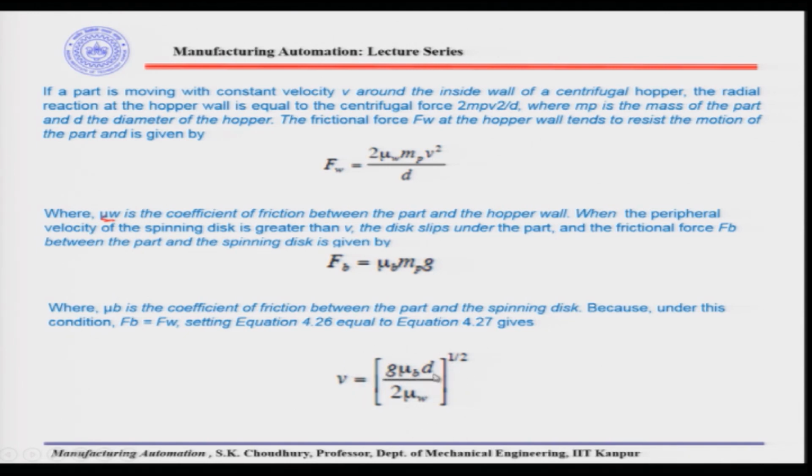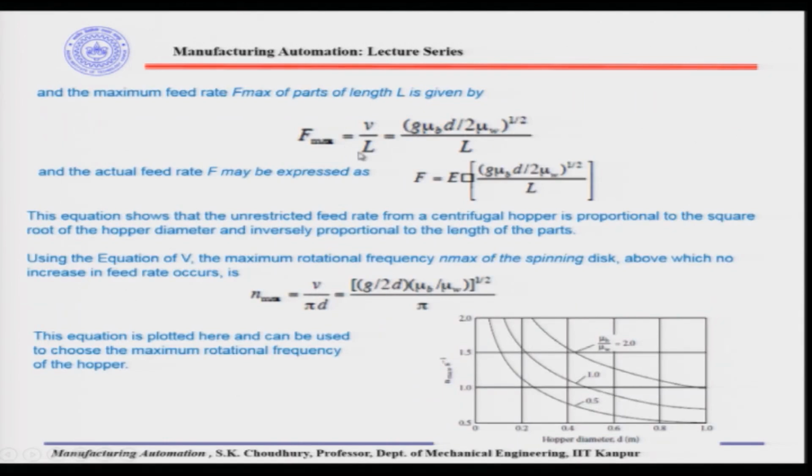Okay. So, you can see that this is proportional to the root over d, which is the hopper diameter. And this divided by the part length will give you the maximum feed rate. Therefore, we said that the maximum feed rate is proportional to the velocity and inversely proportional to the part length. Now, the actual feed rate is given by multiplying this factor with the efficiency, and efficiency into this will give you the actual feed rate, because as we said once again, the maximum feed rate we do not get.